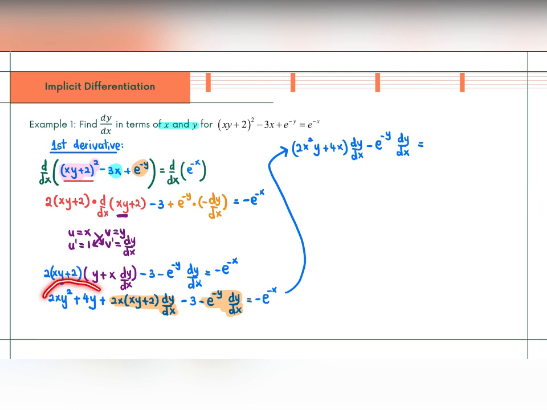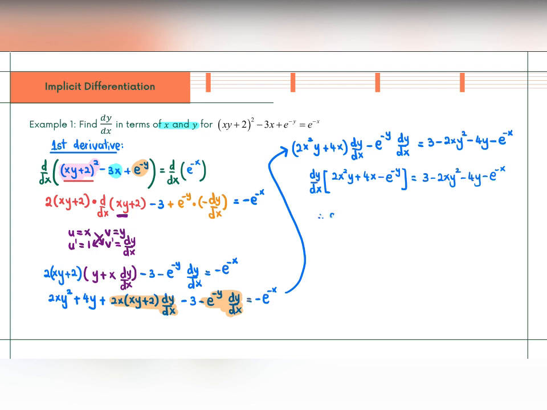So now I'm going to bring all this yang tak ada dy dx ke right hand side. So it will be 3 tolak 2xy squared tolak 4y tolak e of negative x. Okay, so ini yang pertama lah. Okay, kemudian kita jadikan dy dx sebagai subjek. So, factorizekan dia. So, dekat sini kamu akan dapat 2x squared y plus 4x minus e of negative y equals to 3 minus 2xy squared minus 4y minus e of negative x.